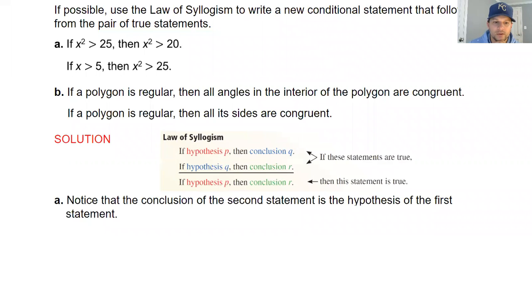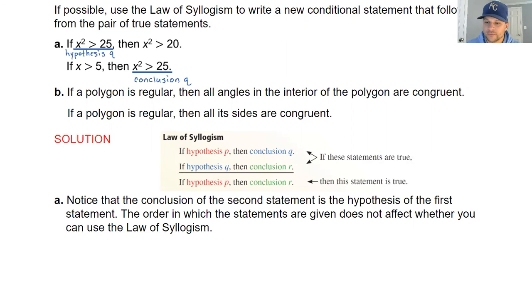So notice how we are looking at the conclusion of the second statement and the hypothesis of the first statement. So the first statement is the x squared is greater than 25. That matches up with the conclusion Q. That's also going to match up with the hypothesis of the other statement. So even though the statements themselves are not written in order, you are trying to find which hypothesis matches the same conclusion. And for this example, it's the x squared is greater than 25. So the order doesn't matter whether you can use the law of syllogism or not. Just find a matching hypothesis and conclusion.